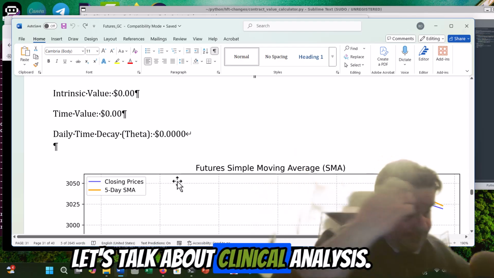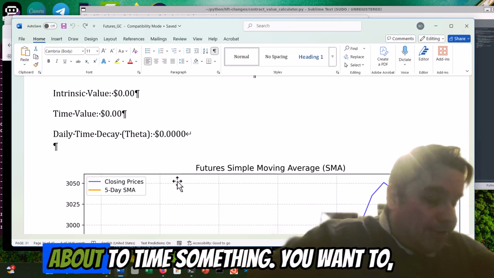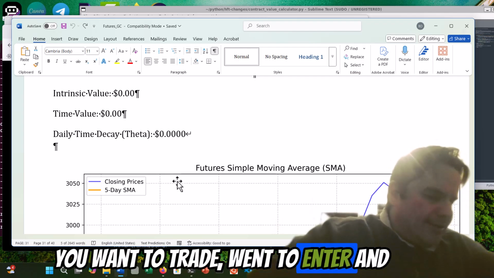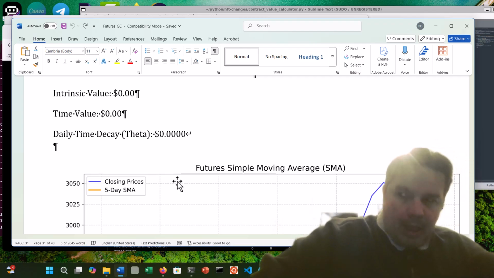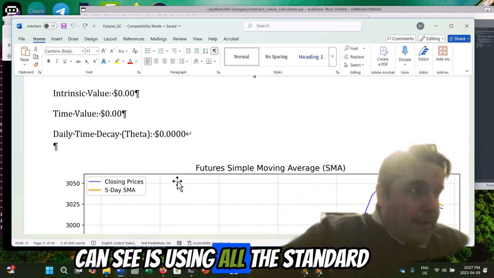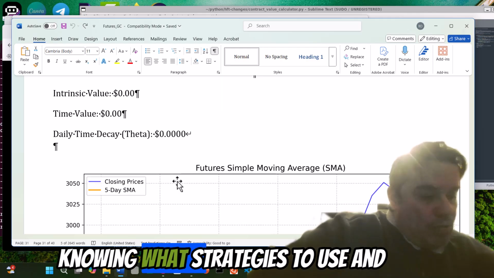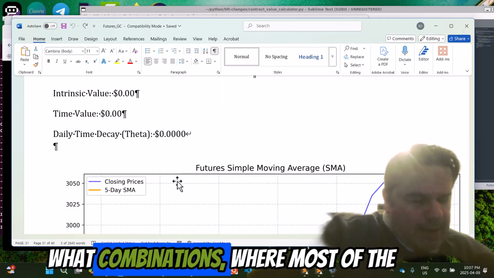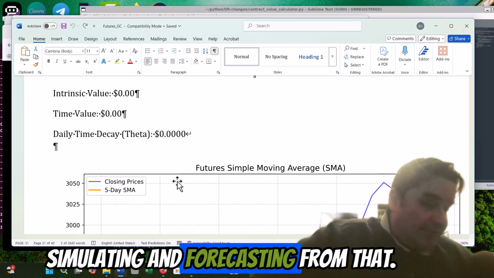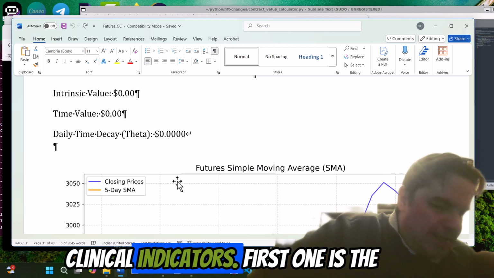So now let's talk about technical analysis. Technical analysis is good for when you are about to time something. You know what you want to trade, but you want to know when to enter and when to exit. And that's all you need to know about technical analysis. Everything else you can see is using all the standard principles for futures and options, knowing what strategies to use and what combinations, where most of the time will be spent, along with your simulating and forecasting from that. But here, it's helpful to know two technical indicators.